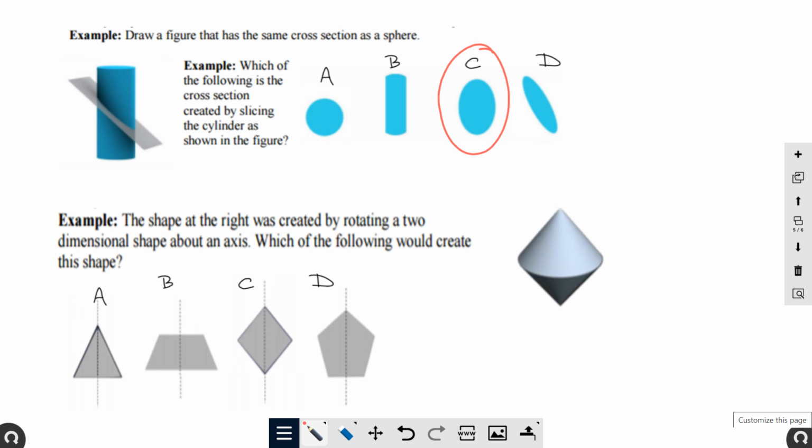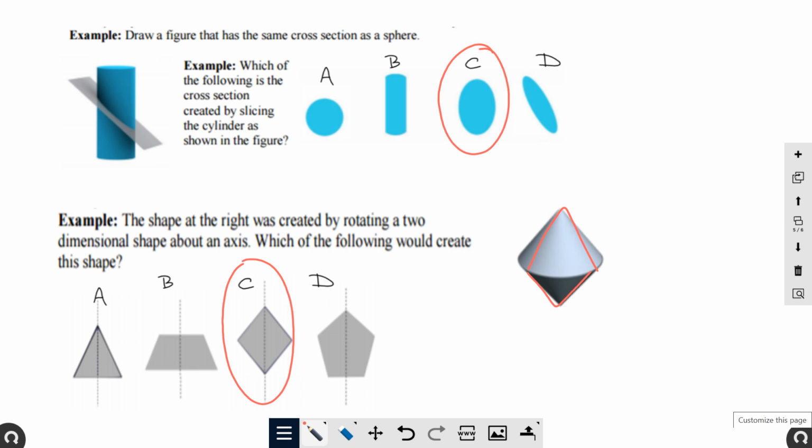You spin it around. So we're going to spin these around, and which of the following would create this shape? Which one? The A triangle or C? I've heard C. C is correct on this one too. C is going to make this bottom part and this top part. And imagine if you traced it along the outer sides, you would get the same picture of C.